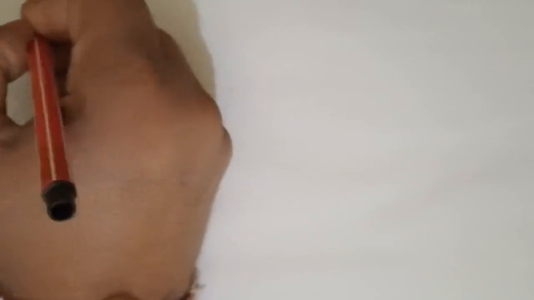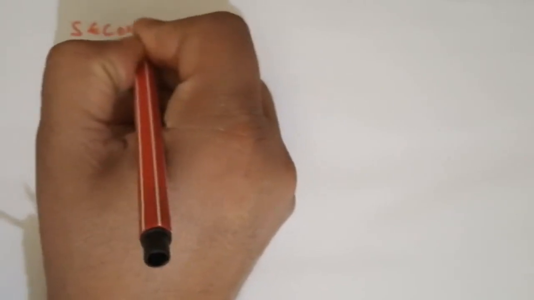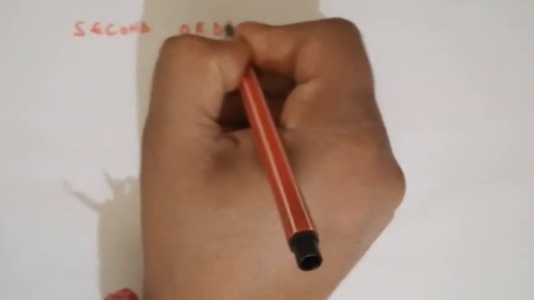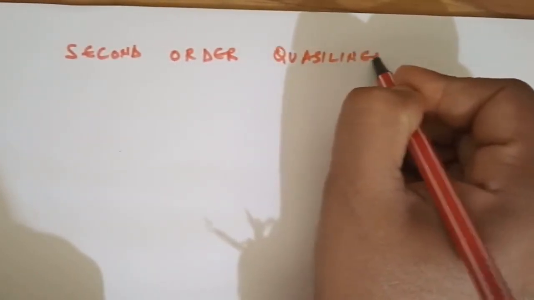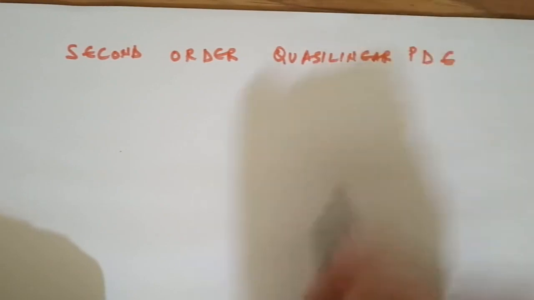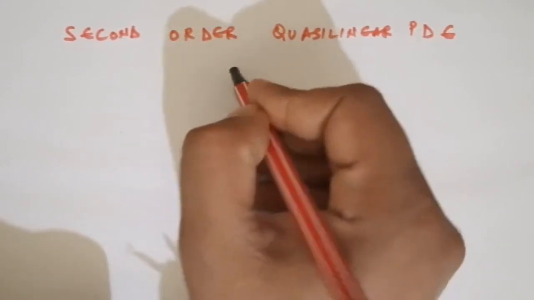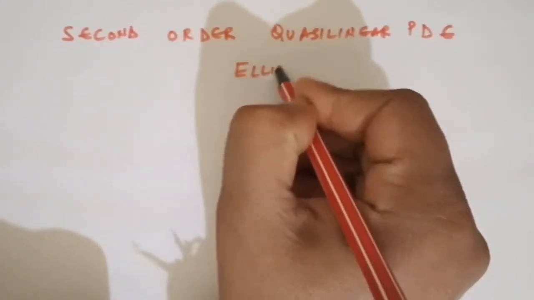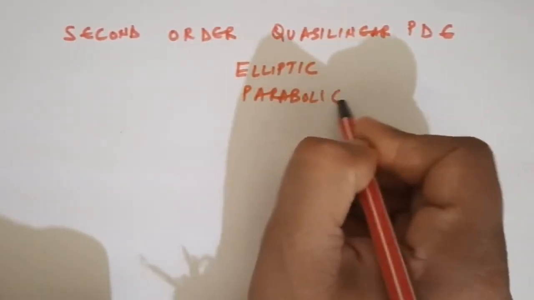In the previous lectures, we classified partial differential equations, and we primarily classified second order quasi-linear partial differential equations. So these equations were classified as elliptic, parabolic, and hyperbolic.